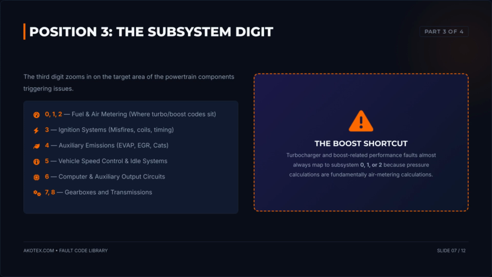And here's the shortcut I use constantly. Turbo and boost-related codes almost always fall in that 0 to 2 range, since boost pressure is fundamentally an air metering function. So if you see a code starting with 0, 1, or 2 in this position, there's a good chance you're looking at a fuel, air, or boost-related fault, before you've even read the description.